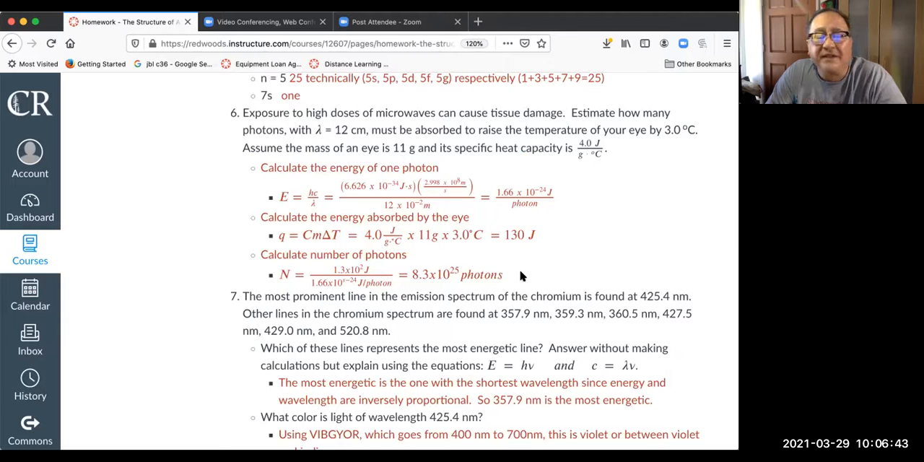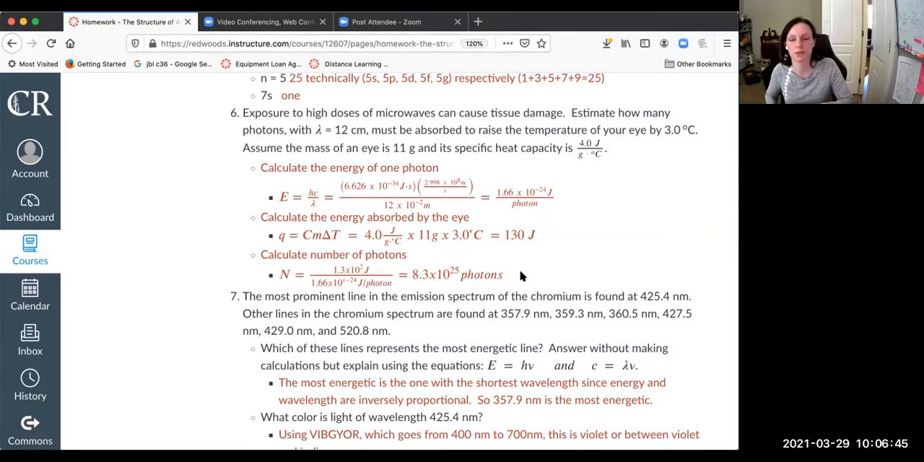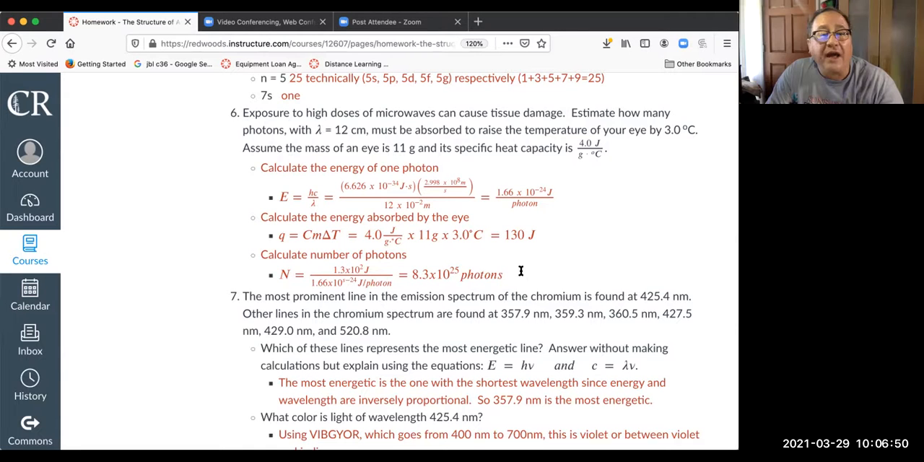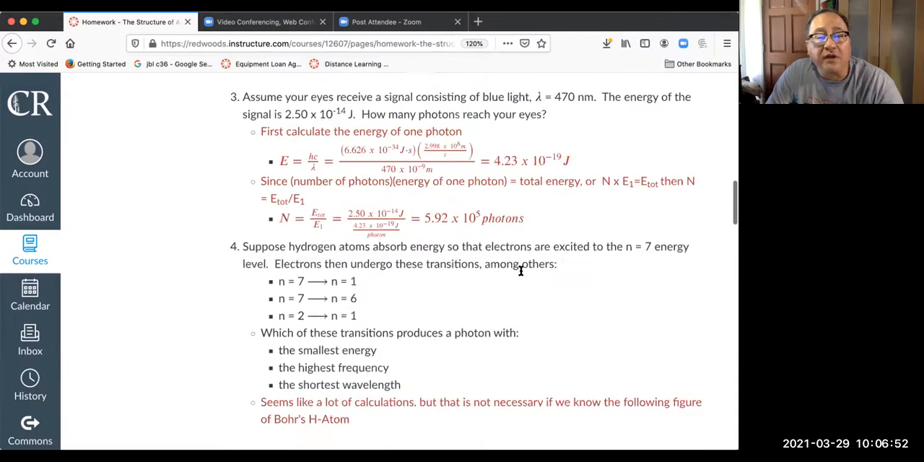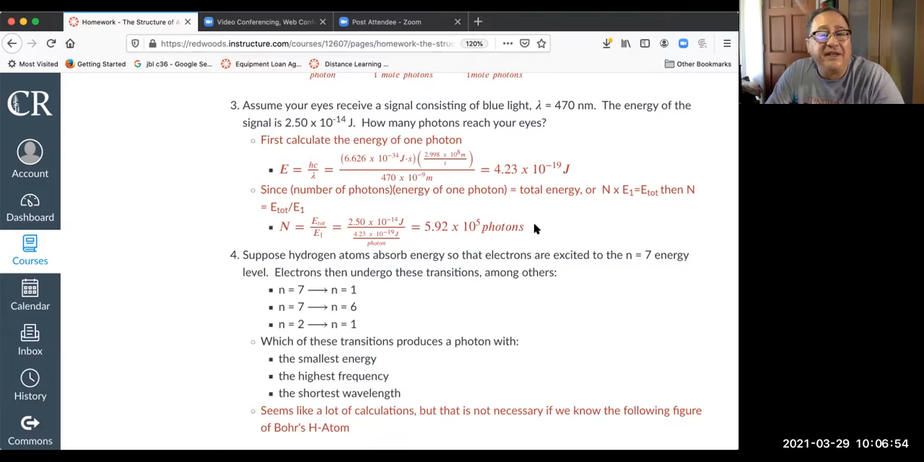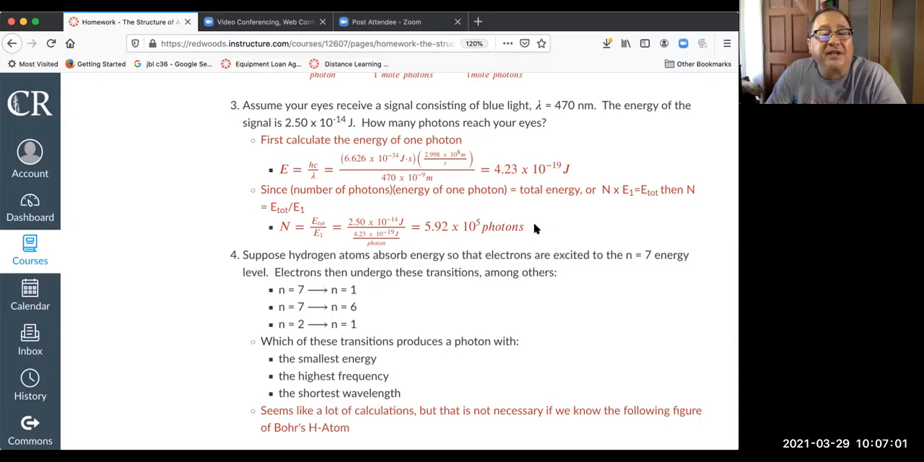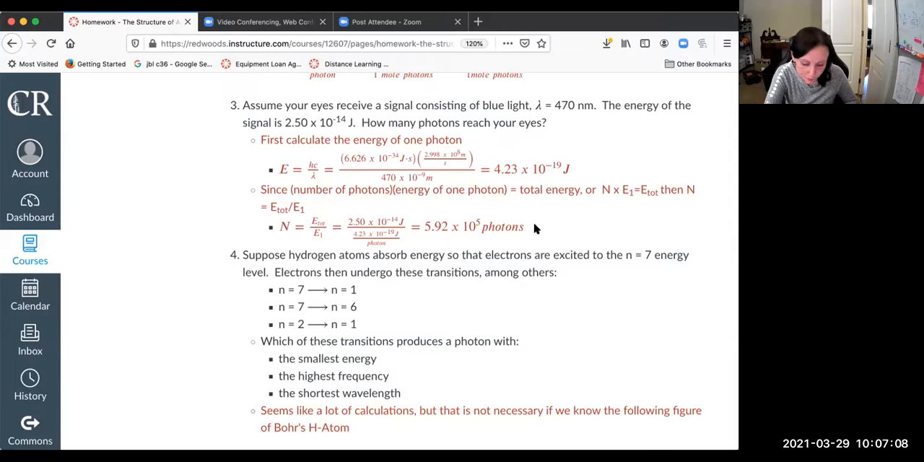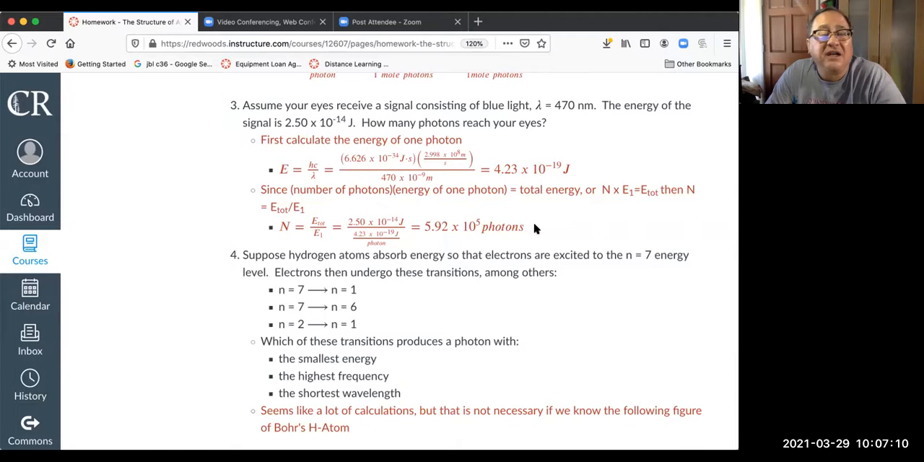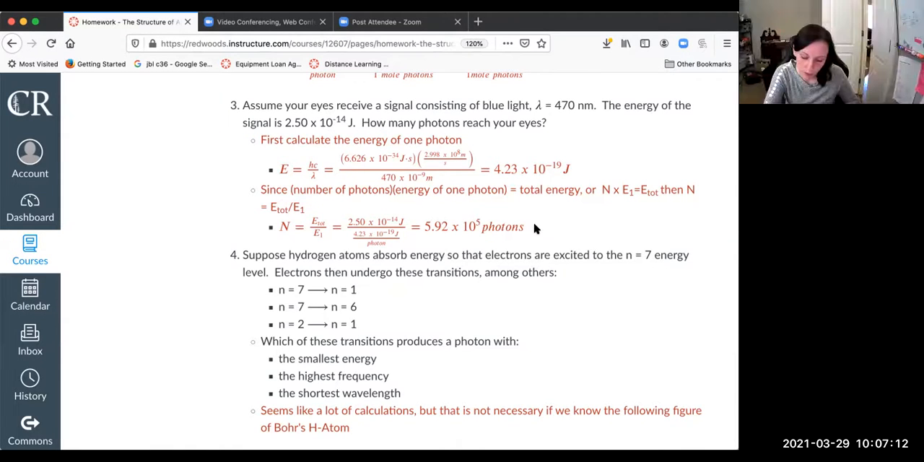What did you get? Oh, for number 6. Well, I don't know. I didn't do anything else. Oh, okay. So for number 2, let's go back to number 3. What did you get for number 3? 5.9 times 10 to the 4th. I got 10 to the 5th. What did you get for the energy of one photon? 4.226 times 10 to the 19.